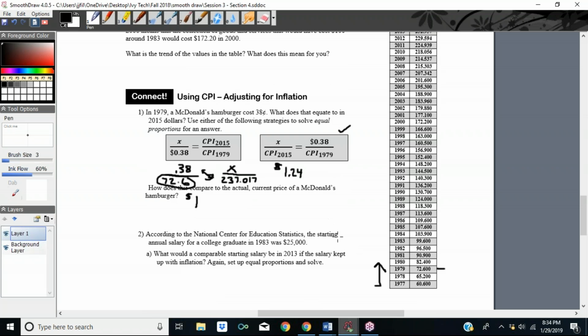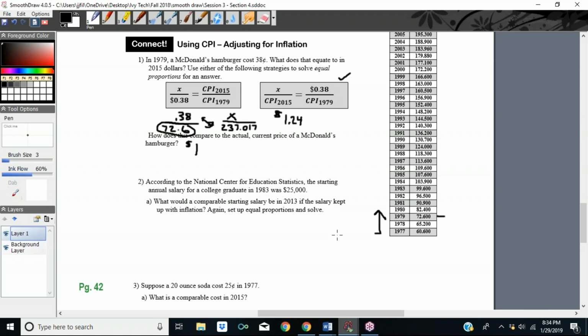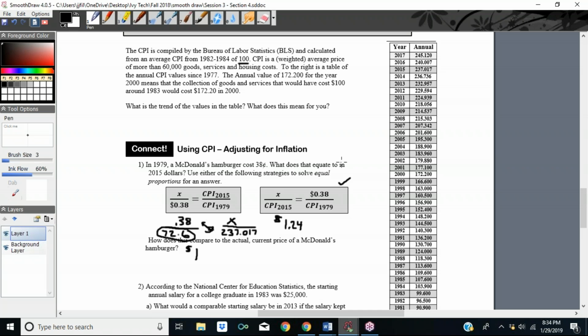So it's pretty comparable. Number two says, according to the National Center for Education Statistics, the starting annual salary for a college graduate in 1983 was $25,000. What would be a comparable starting salary in 2013 if it kept up with inflation? So again, we're going to set up a proportion. Let's say $25,000. So this is the 1983 going down. $25,000. In 1983, the CPI was 99.6. And we're trying to find the dollars in 2013 dollars. So we need 2013's CPI, which is up here. So it's 232.957.